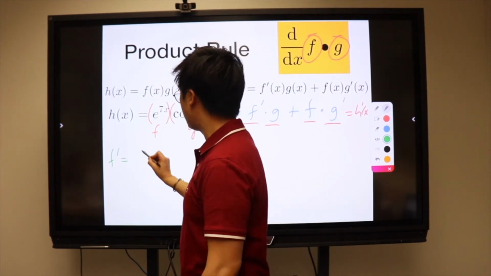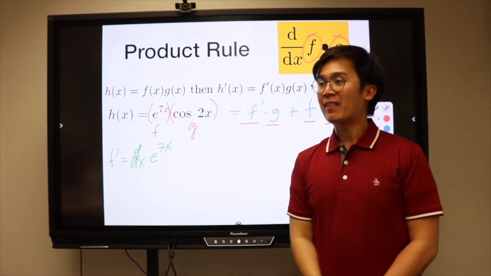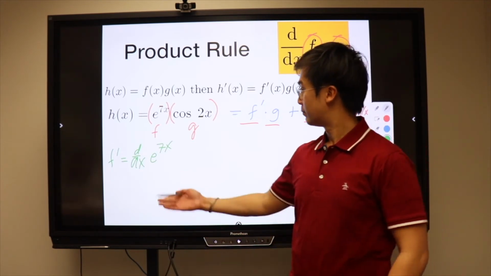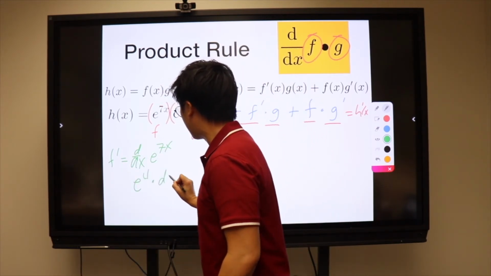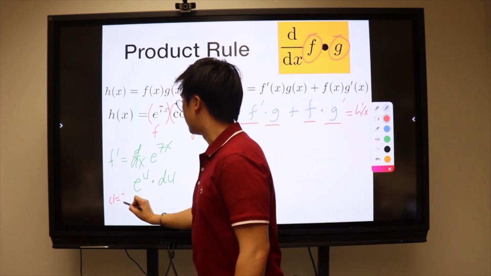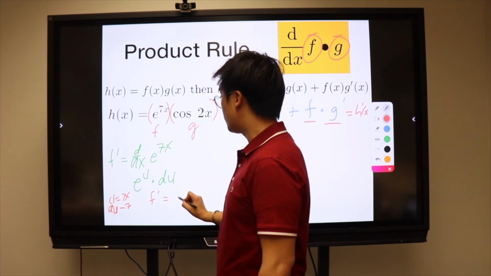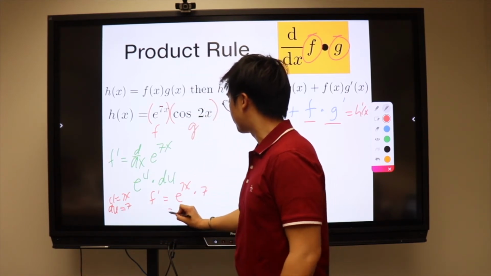And how do we find f prime? The derivative of e to the 7x. And then you need to use your formula. What is the derivative of e to the u? E to the u times du. Yes, so write it down. E to the u times du. That's what you're going to produce. What is u? 7x. And what is du? 7. So f prime of x is equal to e to the 7x times 7. Can you make it pretty? 7.